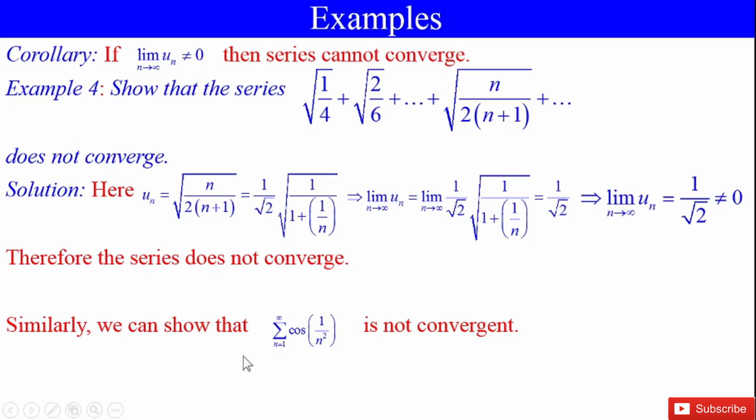Similarly, we can show that sigma n equal to 1 to infinity cos 1 by n square is not convergent, that is divergent, because here un is equal to cos 1 by n square and the limiting value of this is equal to 1, which is not equal to 0. Therefore, this series is divergent.